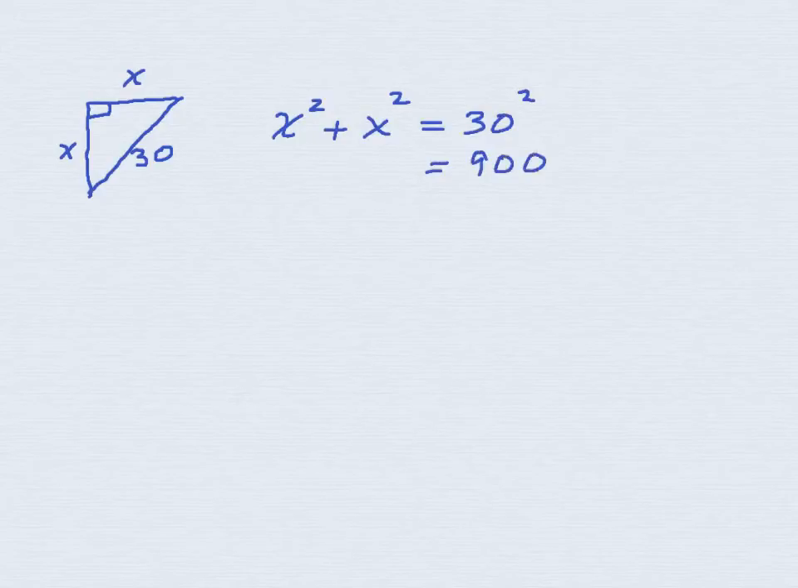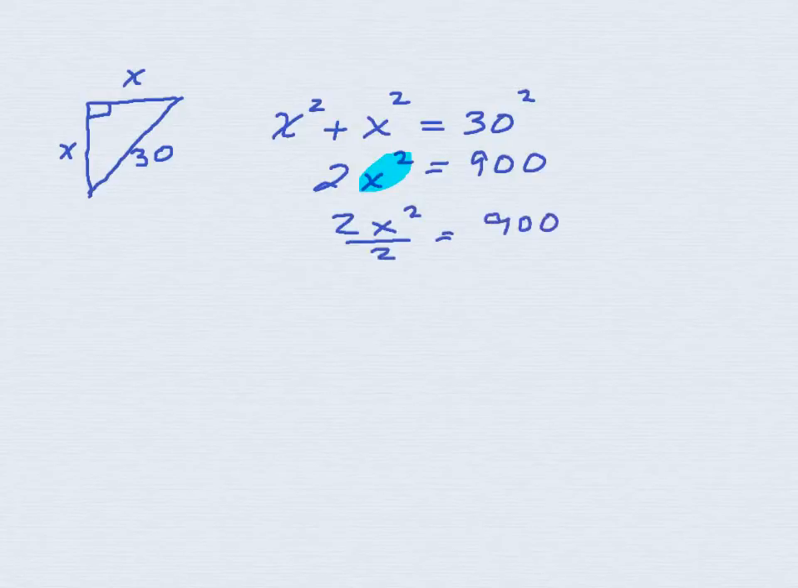The key to the question is knowing from before, when you add an x squared and an x squared, you're going to get 2x squared. Our job is to solve for x. We want to get the x by itself. So the first thing you're going to do in that step is to eliminate the 2. You're going to divide both sides by 2 to get rid of the coefficient. So you're going to be left with x squared equals 450.